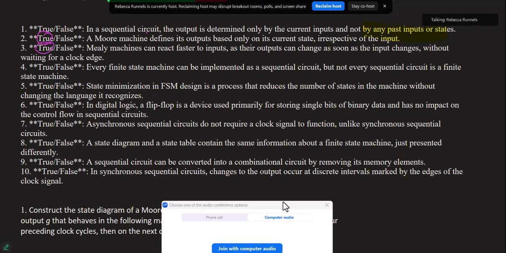Every finite state machine can be implemented as a sequential circuit, but not every sequential circuit is a finite state machine. Why do you think false? What is a finite state machine? Okay, that's important. Two states. Mm-hmm. Two states. That's finite.